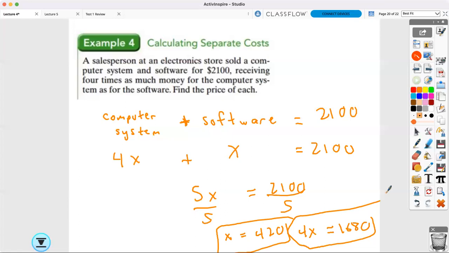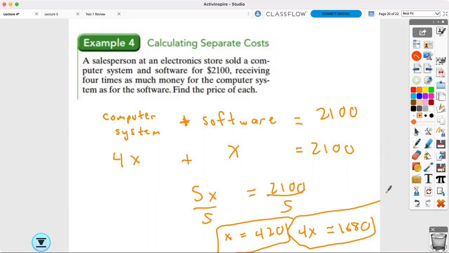Any questions on what I did here? Yeah, that doesn't make sense to me though, because it's $2,100, 2 items, so you would divide that by 2. And then since it's multiplied times 4, wouldn't you divide that by 4?